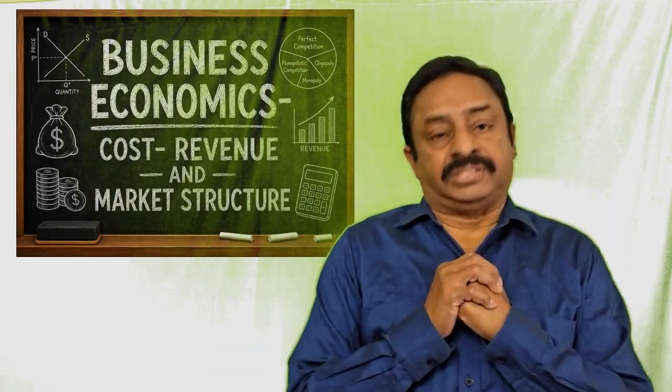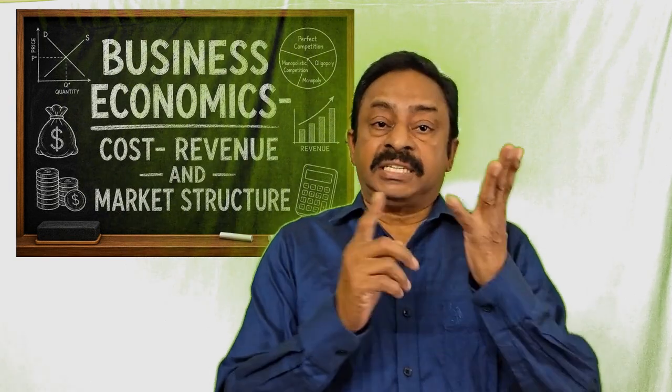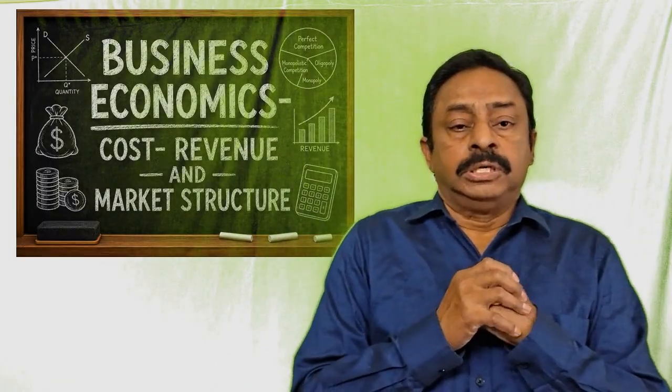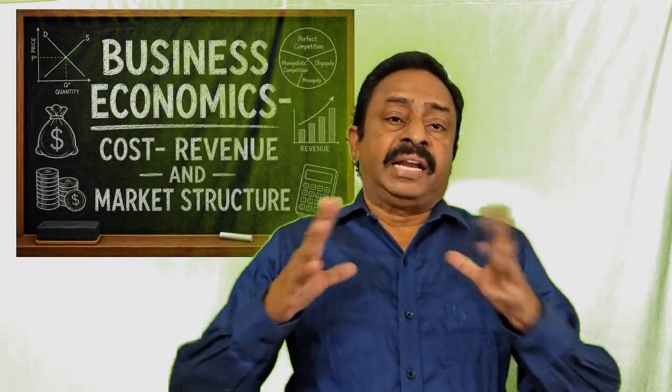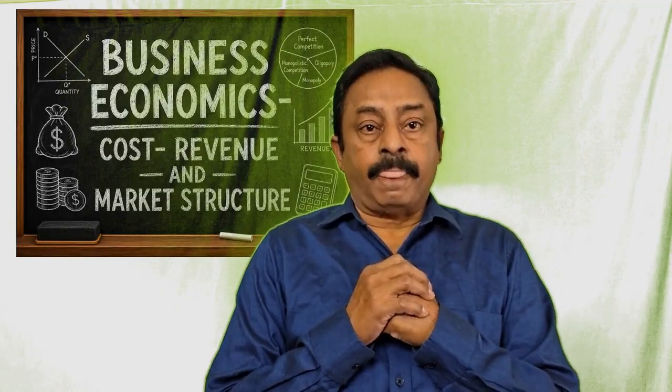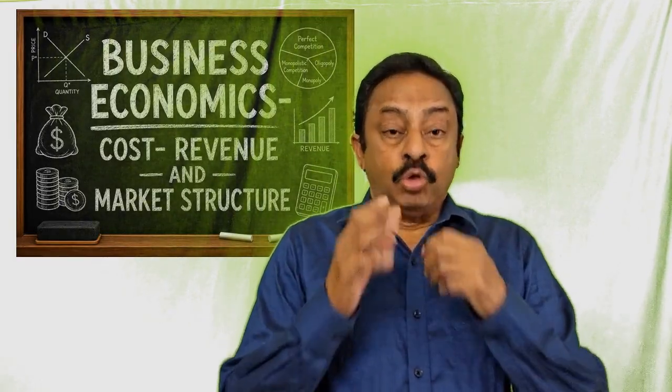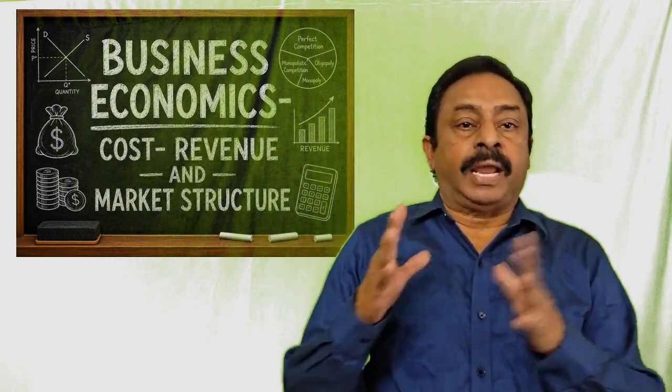Now let us discuss the market structure. We discussed cost and revenue. The third one is market structure. What is market structure? There are different types of markets. One is perfect competition, then duopoly, third is oligopoly, fourth is monopoly. Perfect competition, duopoly, oligopoly, monopoly. There are 4 types of markets that exist in any country, anywhere in the world.